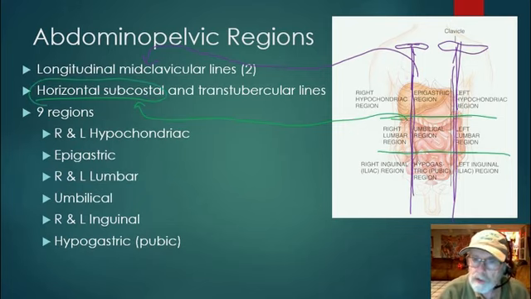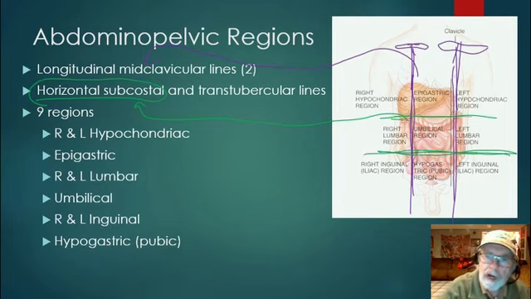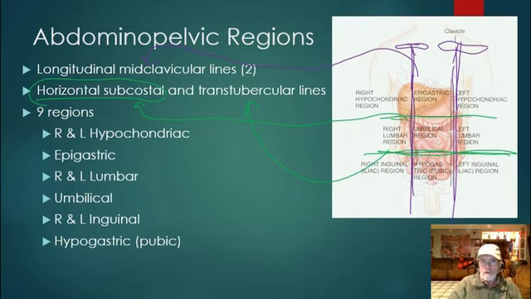This line down here is a little bit more difficult to figure out. This down here is called the transtubercular line. Trans means across. Tubercle means a bump on a bone, and that's going to be coming up pretty soon.